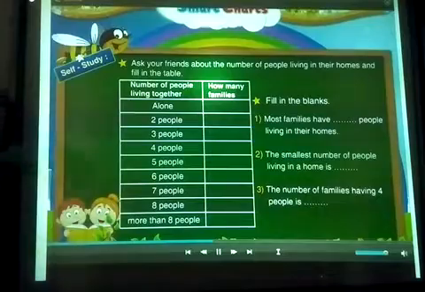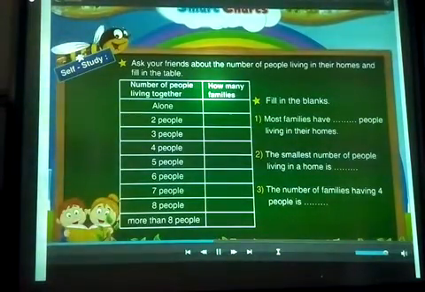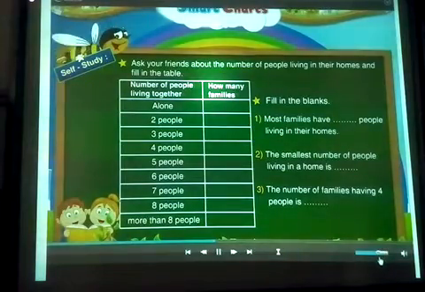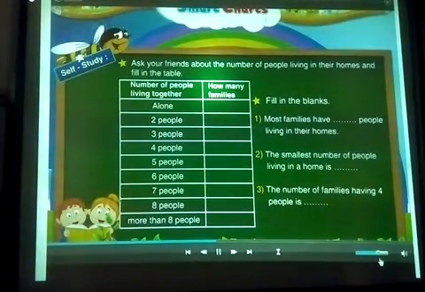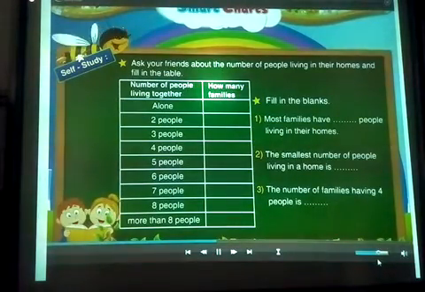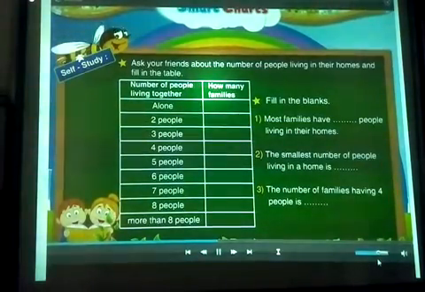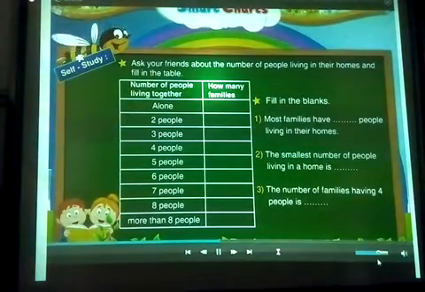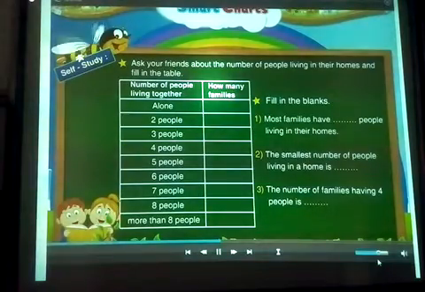Self-study. Ask your friends about the number of people living in their homes and fill in the table. The number of people living together and how many families? Alone, how many families? In the same way, for 2 people, 3 people, 4 people, 5 people, 6 people, 7 people, 8 people, and more than 8 people. Write how many families. Then fill in the blanks.